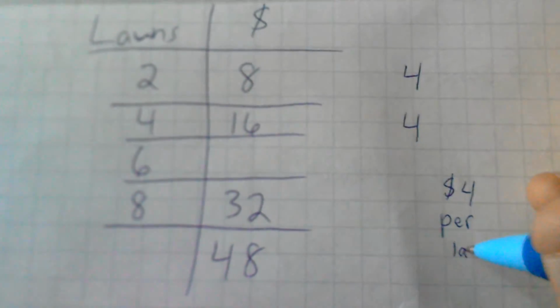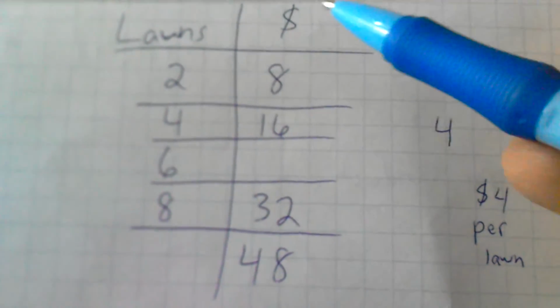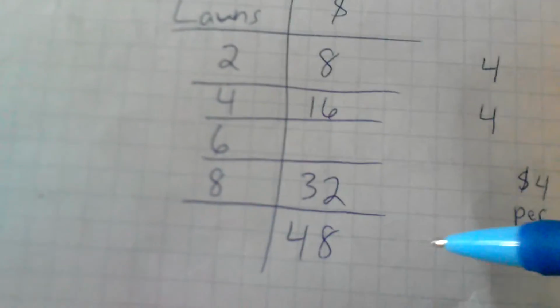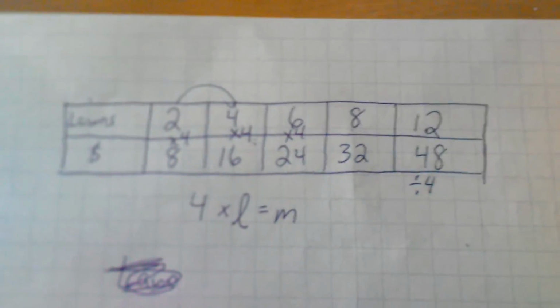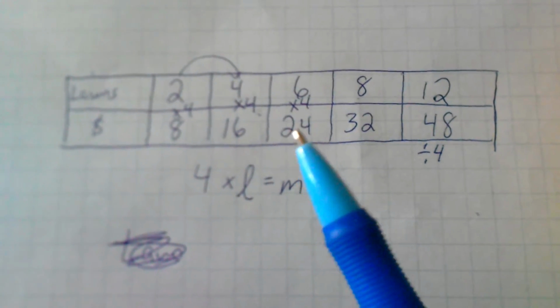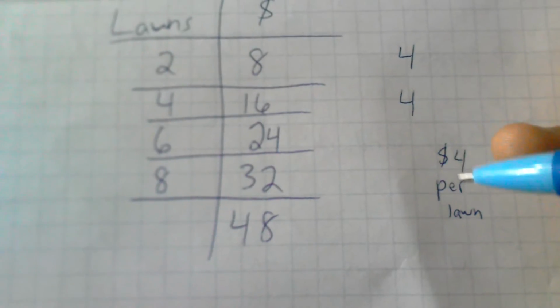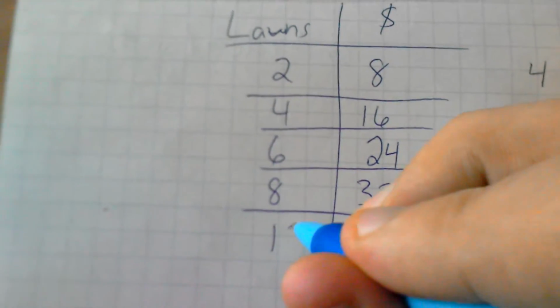So if I know the amount of lawns, I can multiply times 4 to get that amount. 6 times 4 is 24. And we can check with the other thing we did above, and yes, it worked out exactly the same way. So we can use that, or in this case, divide by 4. $4 per lawn, divide by 4 to figure out there would be 12 lawns.